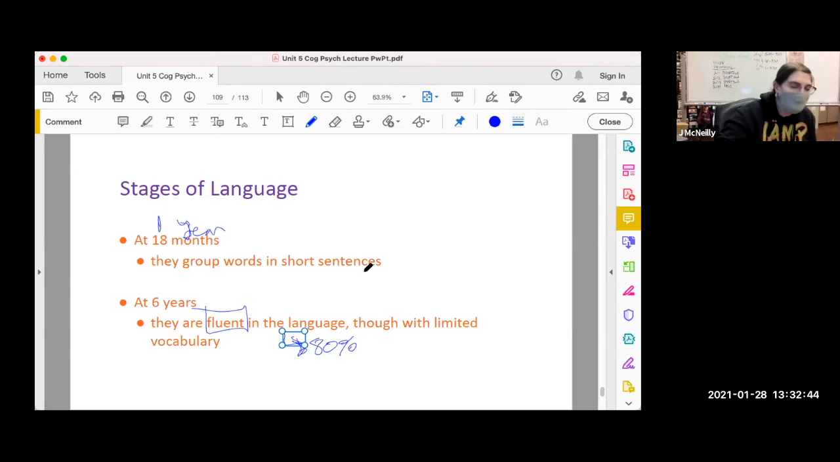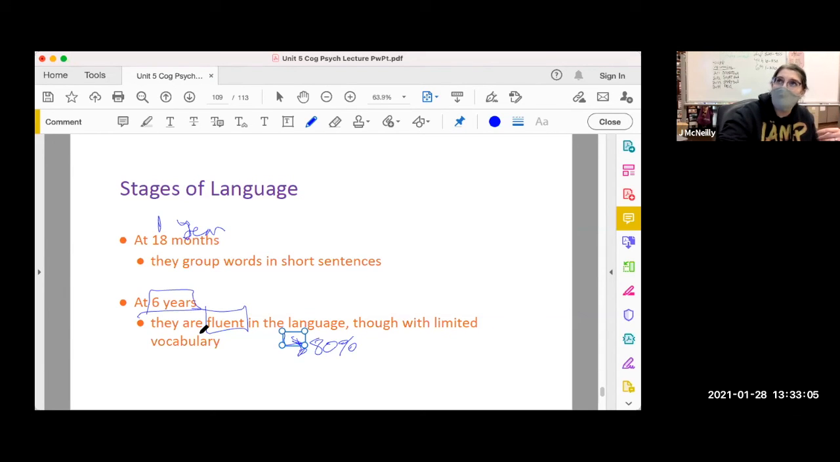Are we good so far? Yeah. Some of y'all are like, I am intimidated by it. What's the telegraphic speech again? Telegraphic is when you can understand what they're saying, but they're just putting together really short sentences. So it's not at this age at 6 years. That's the earlier stage, around 2 years old.